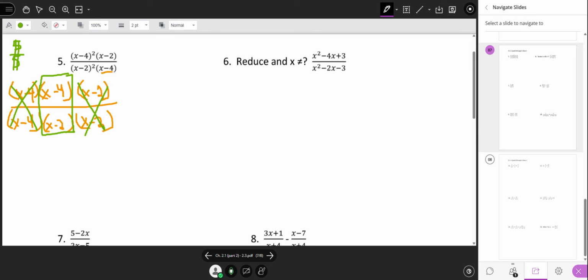Then when you type this in, there's a key on your keyboard that has a question mark and a slash. That slash is your fraction key. So you're going to put your fraction key in there first, and then type in x minus 4, and then arrow down, type in x minus 2.